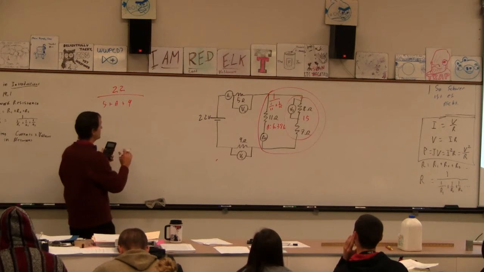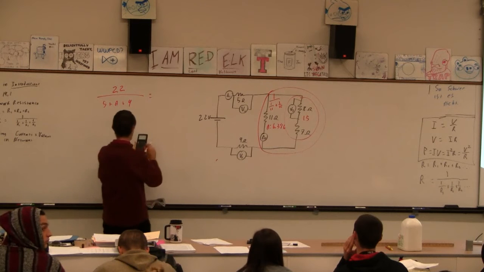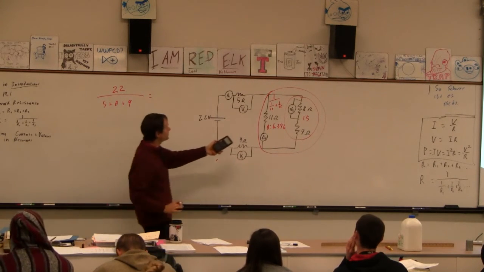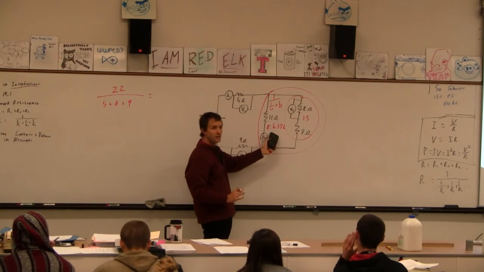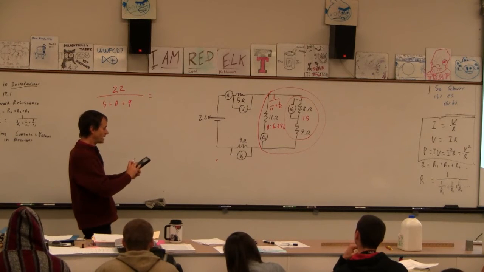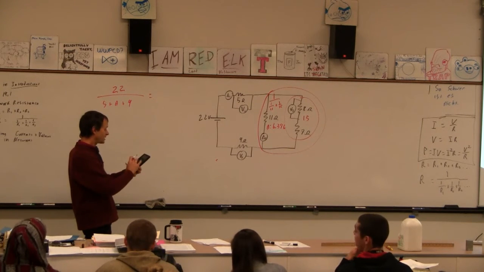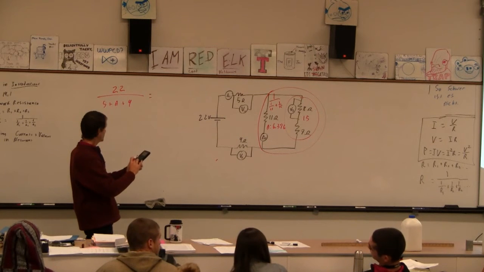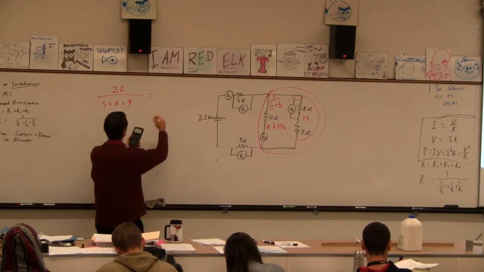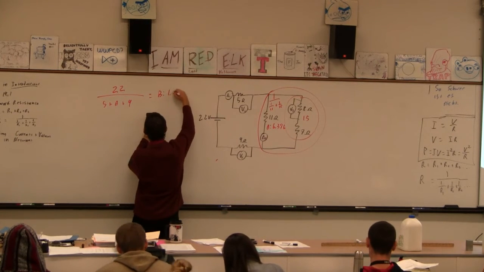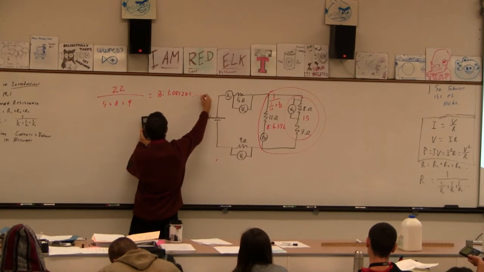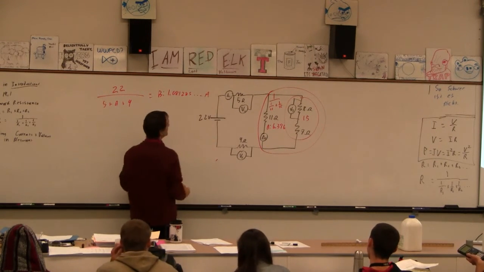And I'm going to store that in B. Has everybody stored the result of that calculation in A? Please do this as we go. This is what you need to learn. So 22 divided by (5 plus alpha A plus 9), and I'm going to store that in B. This is a very important thing. That's B as 1.081285, and so on. This is amps.